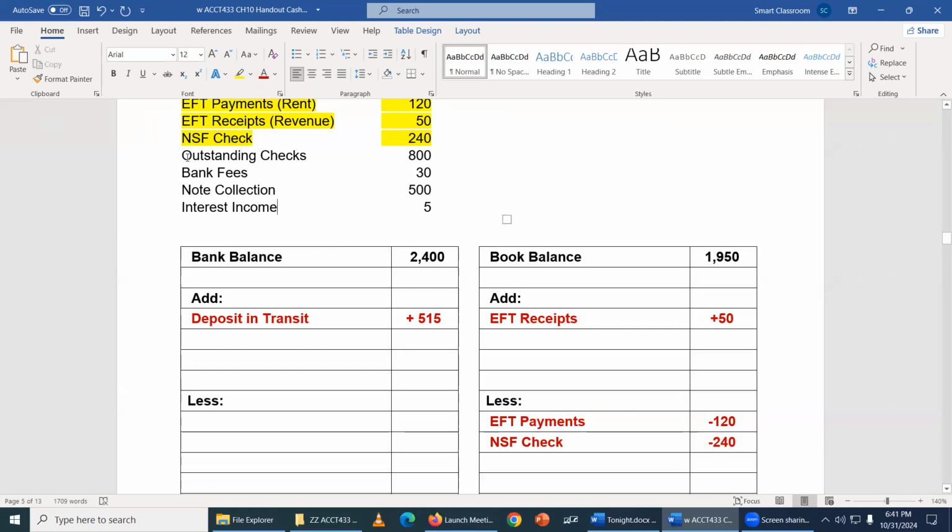Okay, outstanding checks. These are checks that we have written, probably at month end, and we sent them out. We know we wrote the checks, but the bank doesn't. So, outstanding checks.